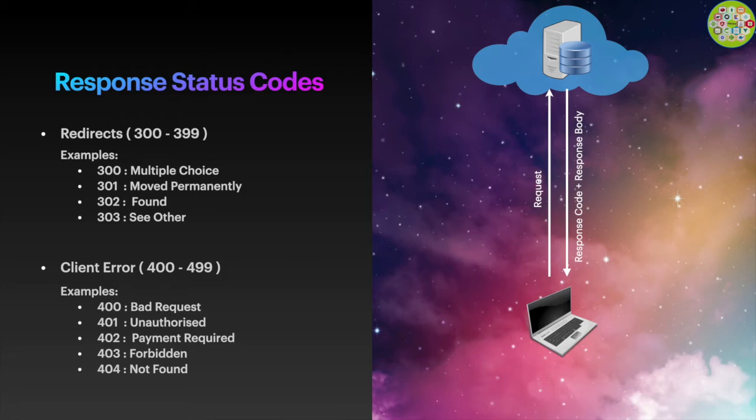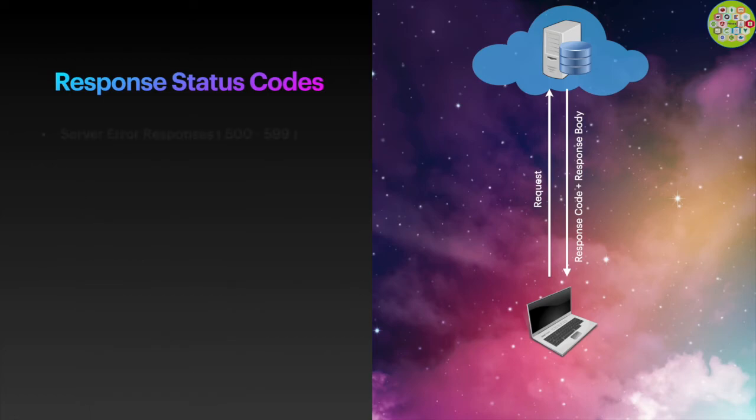Next we have 405, that is method not allowed. The request method is known by the server but has been disabled and cannot be used. For example, an API may forbid deleting a resource. Next we have 406, that is not acceptable. This response is sent when the web server, after performing some server-driven content negotiation, doesn't find any content that conforms to the criteria given by the user agent.